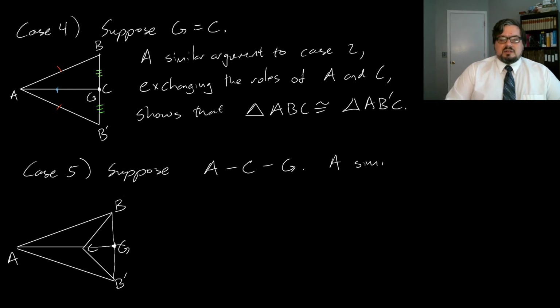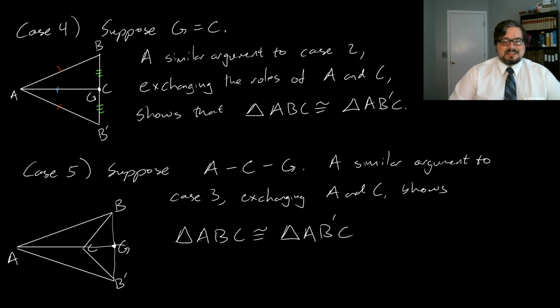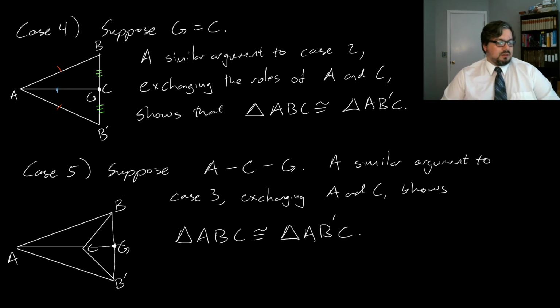A similar argument to that in case 3, exchanging A and C, shows that the triangle ABC is congruent to the triangle AB prime C. So that takes care of side, side, side.